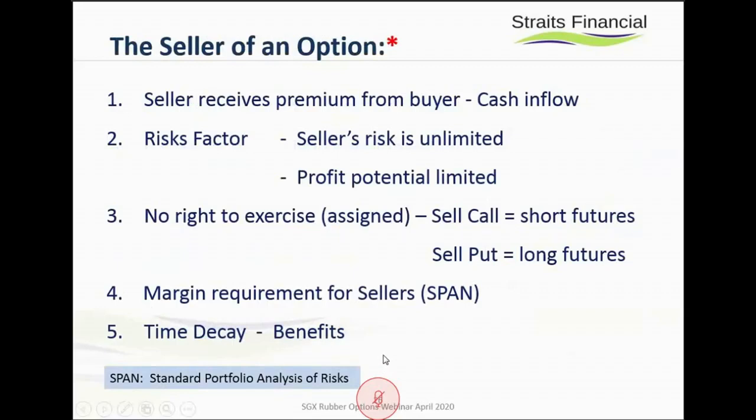Always remember, when there is a buyer, there is a seller. And in this case, when we talk about the insurance policy, the seller happened to be the insurance company, right? So the seller receives the premium from the buyer. There is what we call a cash inflow, all right? The seller's risk is unlimited, but the profit potential is limited by the premium he receives. The seller has no right to exercise. Okay, the opposite word for exercise is assign. That means when the buyer exercises, the seller will be assigned.